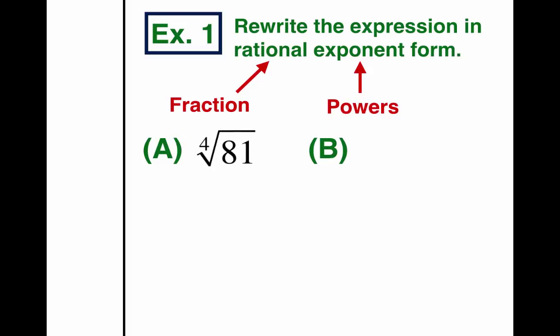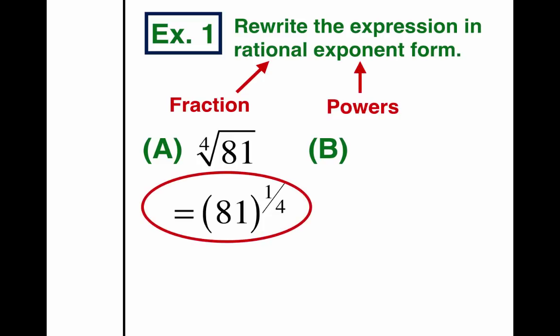For A, we are going to rewrite the fourth root of 81. The fourth root of 81. So we don't have to solve it. All we have to do is change it to a fraction power. Well, that means 81 to the 1/4 power. That's it. I rewrote it. I'm done. How about this? I'm going to circle that.